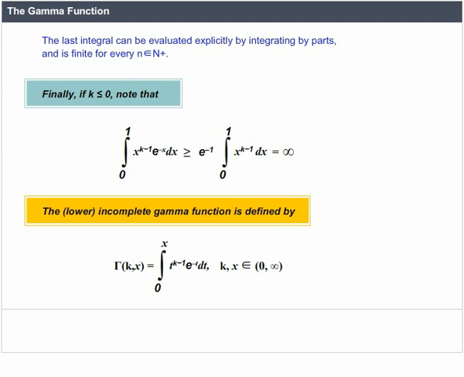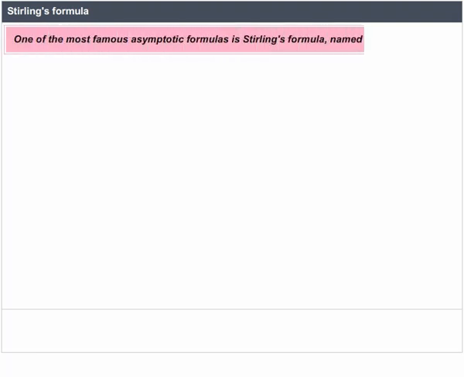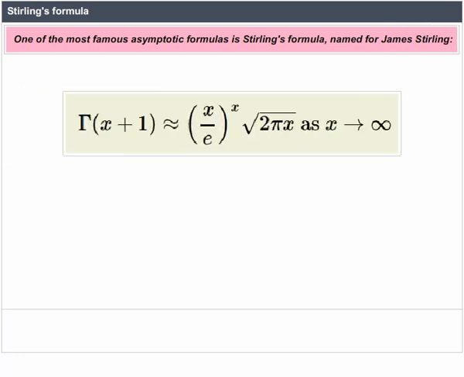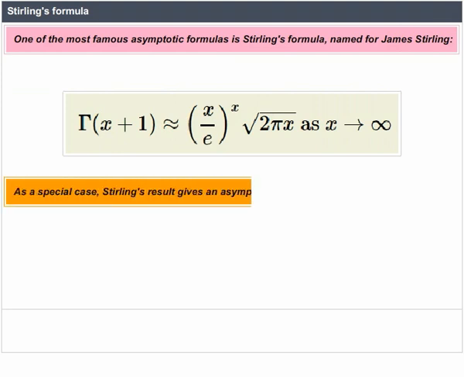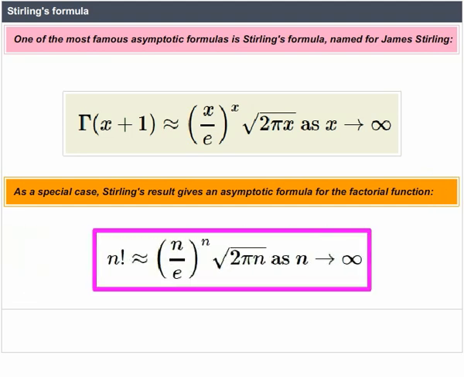Stirling's formula. One of the most famous asymptotic formulas is Stirling's formula, named for James Stirling. Gamma of x plus 1 is approximately equal to x by e whole power x times square root of 2 pi x as x tends to infinity. As a special case, Stirling's result gives an asymptotic formula for the factorial function: n factorial is approximately equal to n by e whole power n times square root of 2 pi n as n tends to infinity.